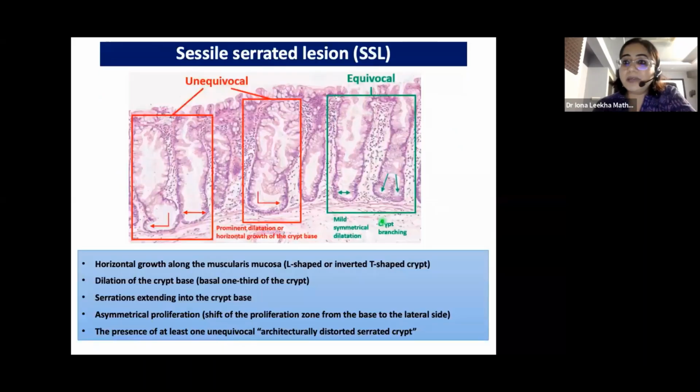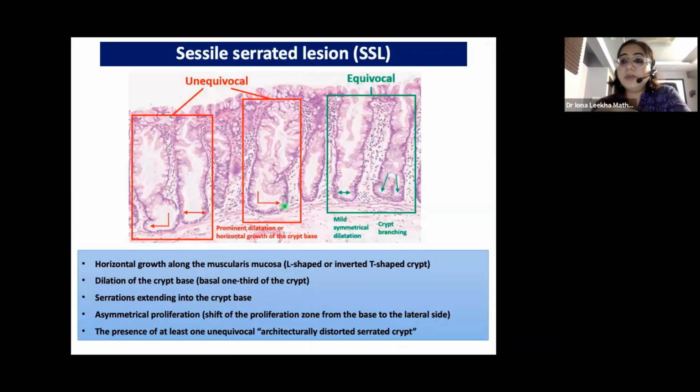Now, how do we diagnose a sessile serrated lesion? There are criteria to call it a sessile serrated lesion. That is, when we see a horizontal growth along the muscularis mucosa, you are seeing the horizontal growth of the crypt along the muscularis mucosa, giving it an L-shape. Plus, there is dilatation at the base of the crypts here, and the serrations extend up to the base of the crypt.